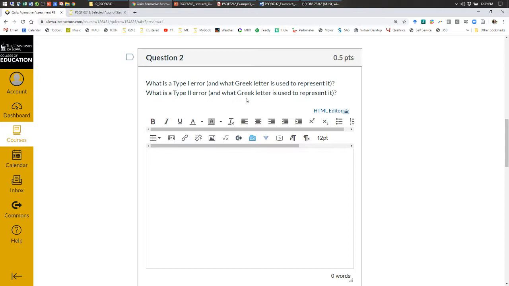Type 2 error in Greek letter. Beta, yes. And what is a type 2 error? False negative. Yes, false negative or a miss. So you should have found something, but you didn't. Probably because you didn't have enough sample size.